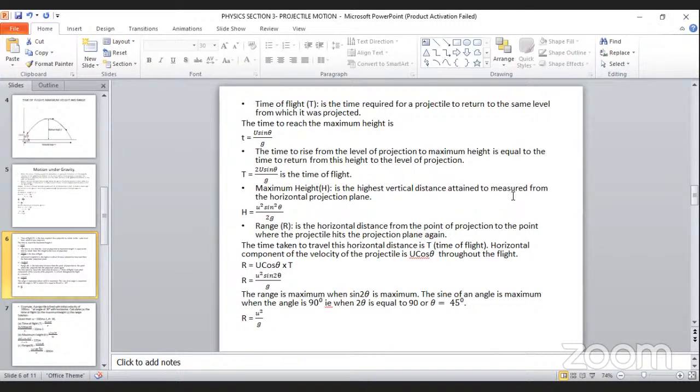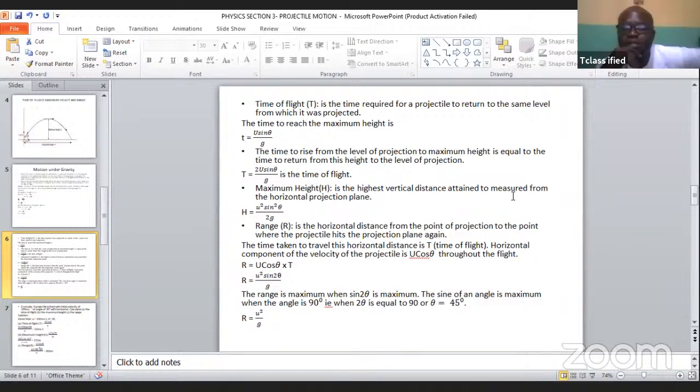T equals 2U sine theta over g. No. You're right. You can help us out. H equals U squared sine squared theta over 2g. No. Who said that? You're very wrong. Stephen, before you answer, let me know it's you that wants to. Stephen, come help us. Time to reach the maximum height.